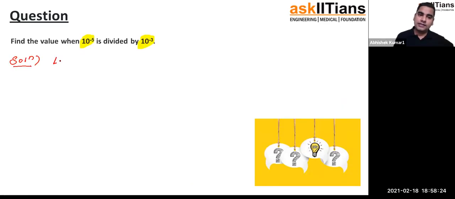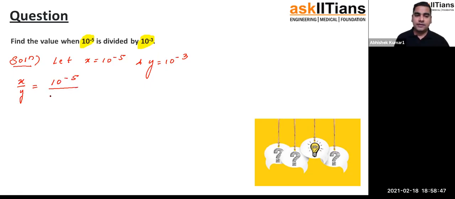I'm going to call one of the values x. So let x be 10 raised to the power minus 5 and y be 10 raised to the power minus 3. Then what do I have to calculate? I have to calculate the answer when x is divided by y. So x is divided by y. So what will I have? I will have 10 raised to the power minus 5 divided by 10 raised to the power minus 3, right?